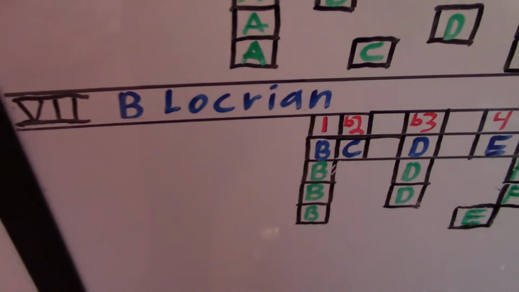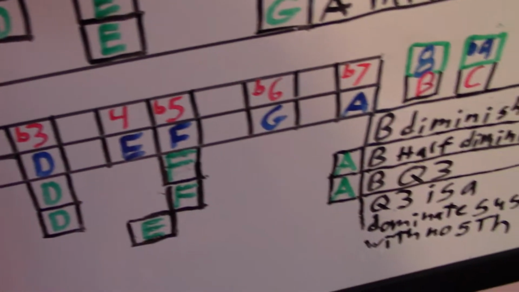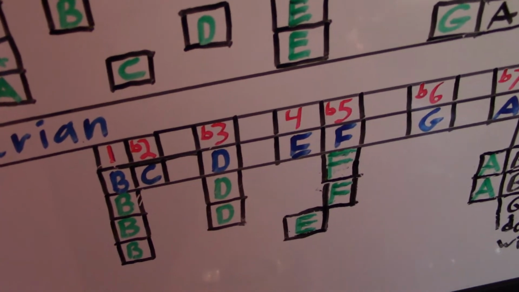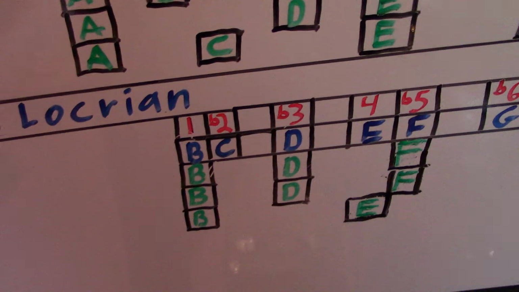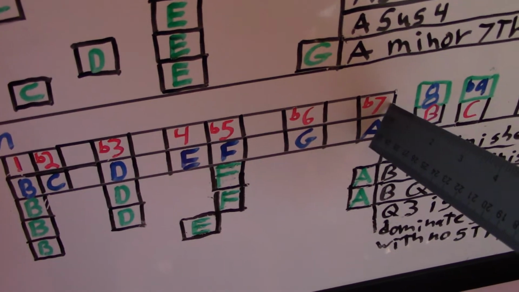Now we're going to look at the B Locrian mode, the 7th mode. This is a different mode because this is a diminished mode. Why is it diminished? Because you have your root, flat 3rd, and flat 5th. That's what makes it unique. You have your B, D, and F notes, which makes it B diminished. If it were B half diminished, all you would do is add this flat 7 right here. Add the A note.